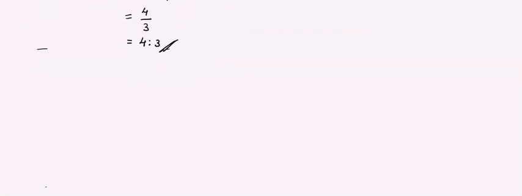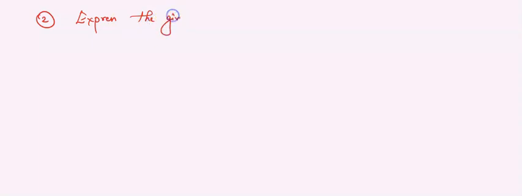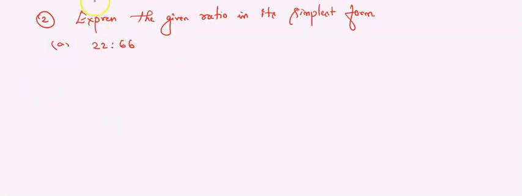Good. My dear students, I am going to solve your worked examples and as many of your exercise problems as possible. Next question. Express the given ratio in its simplest form. Let me take options. Option A, 22:66. Now can you convert this 22:66?